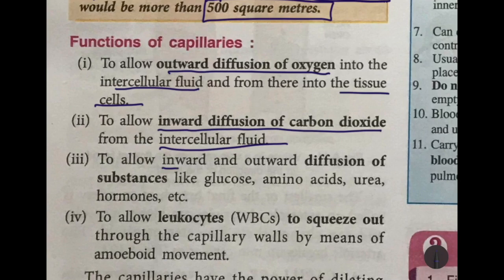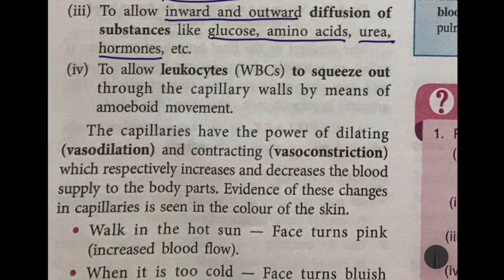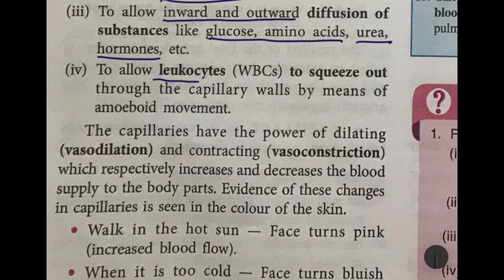Next is to allow inward and outward diffusion of substances like glucose and amino acids. They go into the cells. And urea and hormones come out from the cells, or hormones may go into the cells wherever required. It also allows leukocytes, or white blood cells, to squeeze out through the capillary walls by means of amoeboid movement. Remember, the process is known as diapedesis.